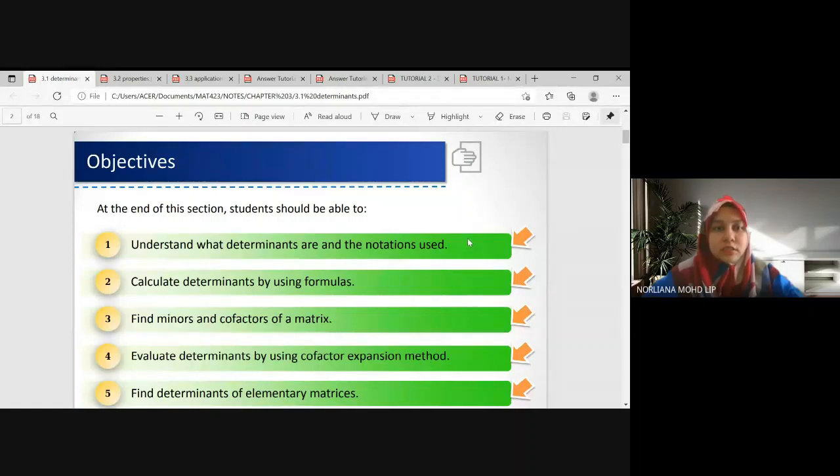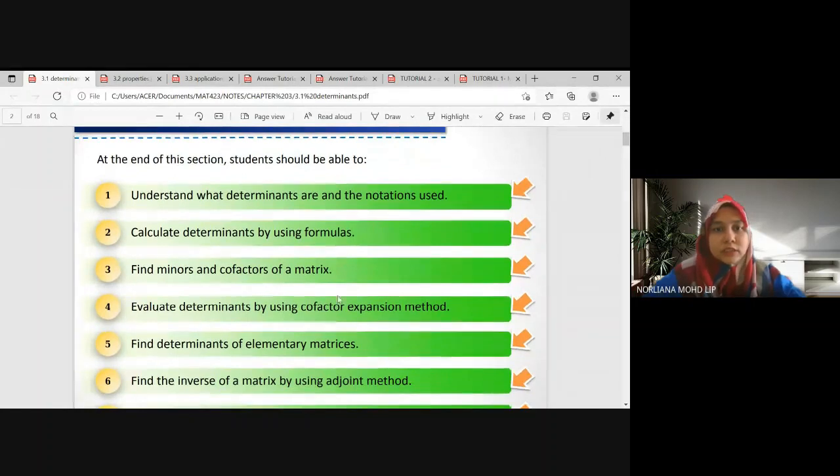The second objective: calculate the determinants by using formula. There are a few formulas. Number 3, find the minor and cofactor of a matrix. This one is used for the method of cofactor expansion. Number 4, evaluate the determinants by using the cofactor expansion method, so we will use the minor and cofactor of a matrix.